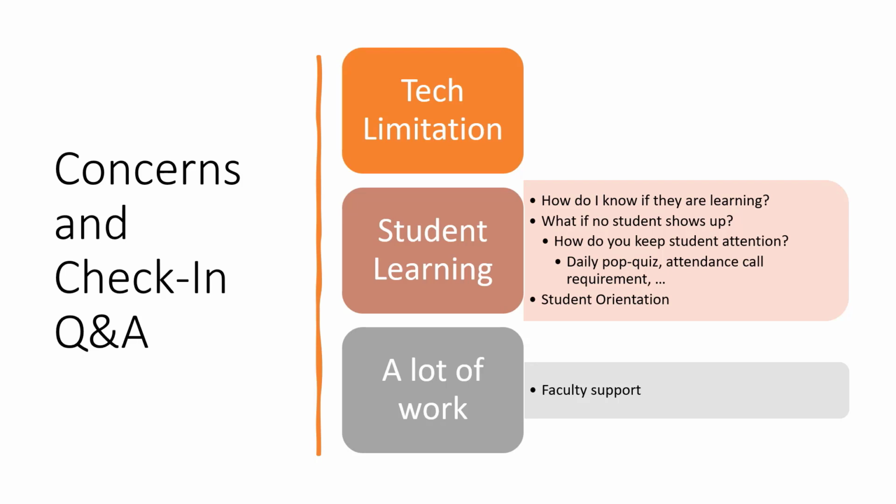Second, student learning. Some concerns about Flex mode teaching. For example, how do we know if the students are learning? And what if the students don't show up? How do we know if they are active or not? Or most importantly, if they are meeting the learning objectives of the course. So how do we know? I think the answers we already have.